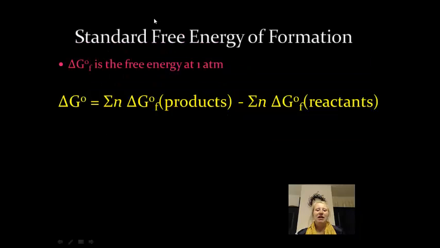So the standard free energy of formation, delta G_f, is the free energy at 1 atmosphere, and this formula again should look familiar, just like Hess's law. So we have a table full of standard free energies of formation for compounds, and we can find the delta G by using the equation: the sum of the moles times the delta G of formation of products minus the sum of the moles times the delta G of formation of reactants. So that's one way you can find delta G for a reaction.